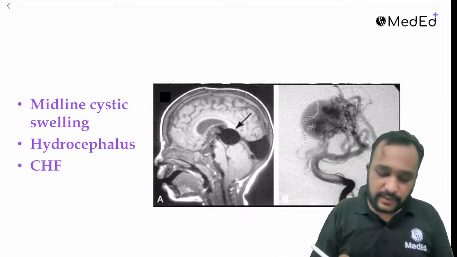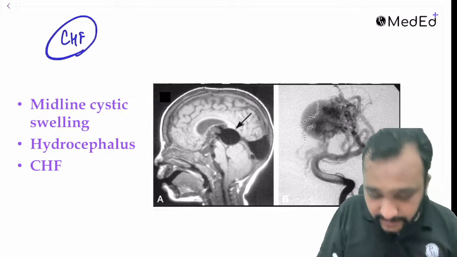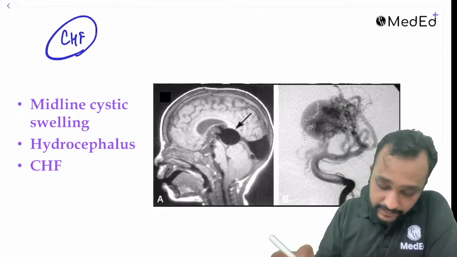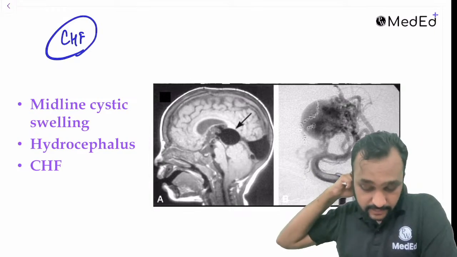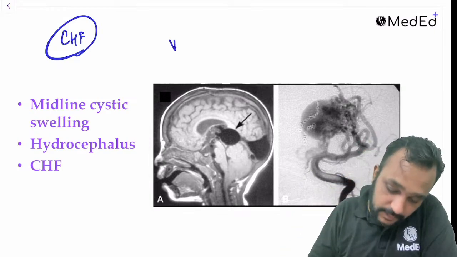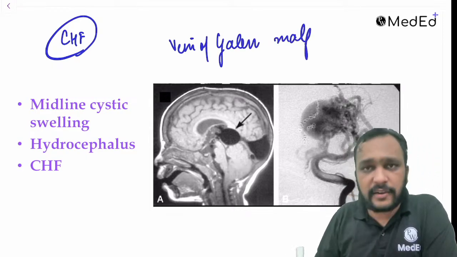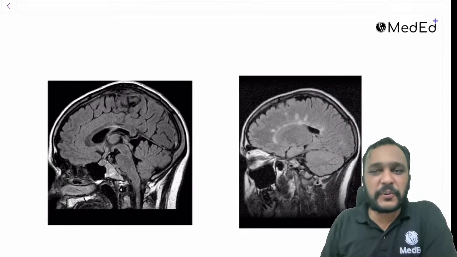Midline cystic swelling, the patient also is giving history of congestive heart failure, history of breathlessness, right? And the patient has hydrocephalus, congestive heart failure, midline cystic swelling. Guys, what is this? This is the vein of Galen malformation. Coming on to the next question.